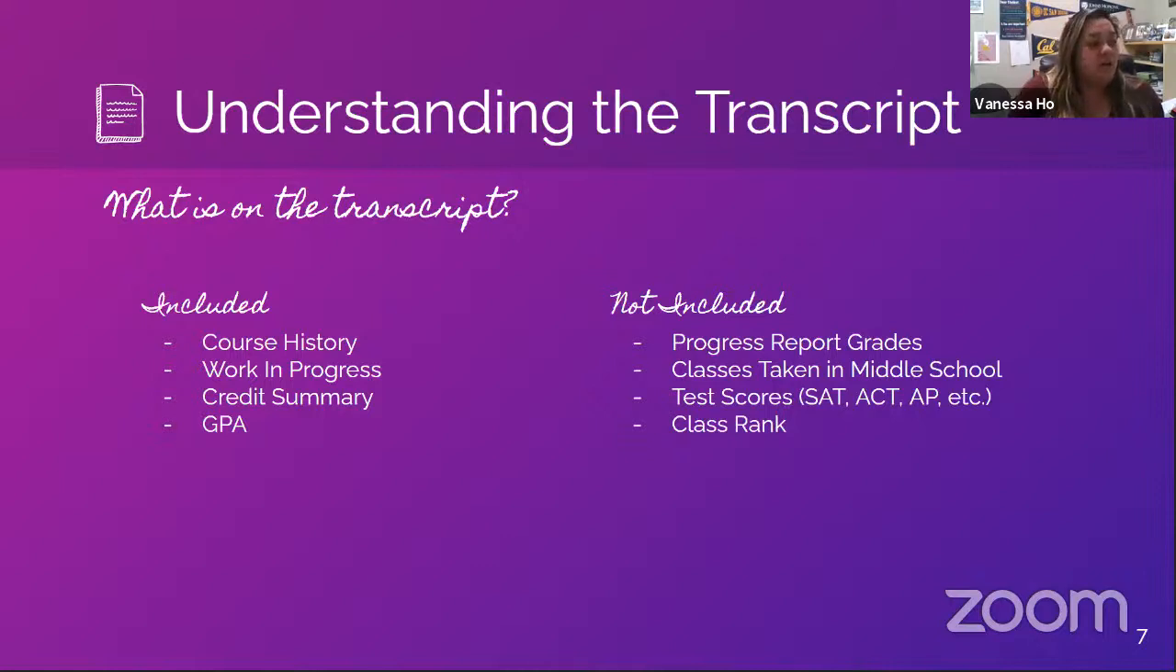The things that are included on a transcript include their course history, what is in progress, their credit summary, as well as their GPA. It does not include any test scores, progress report grades, or any classes taken in middle school. In Poway Unified, we actually do not rank students, so you will not see a class rank, and that's not provided to colleges when they are doing their college applications either.